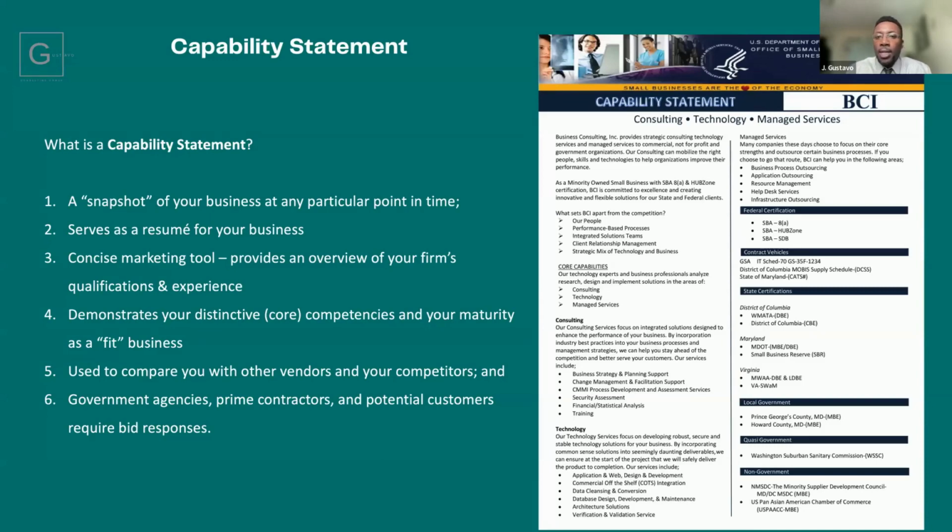Before moving on to the next slide, I just want to turn the floor over to all the participants and ask, are there any questions concerning the capability statement?